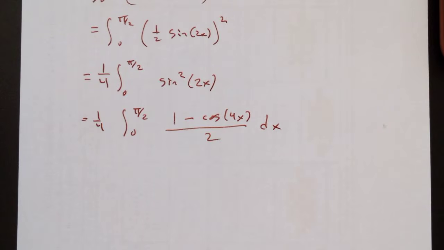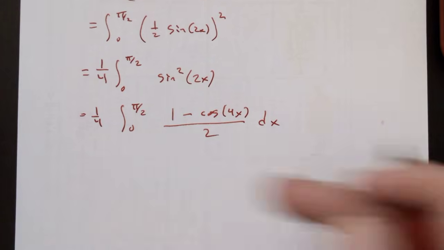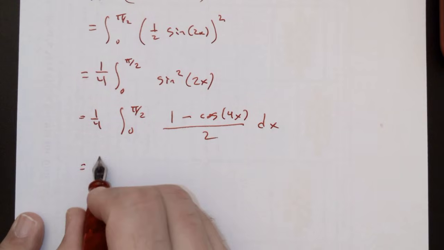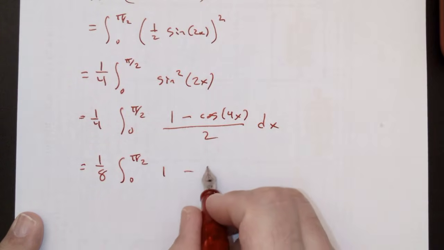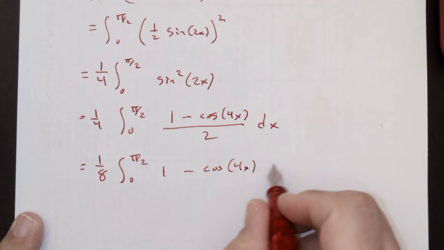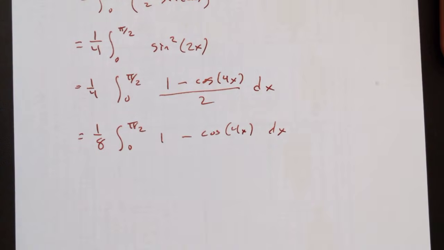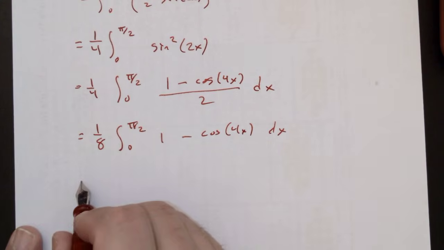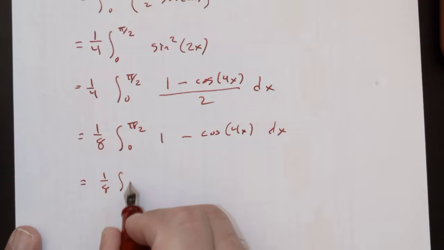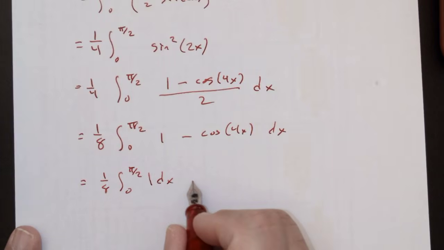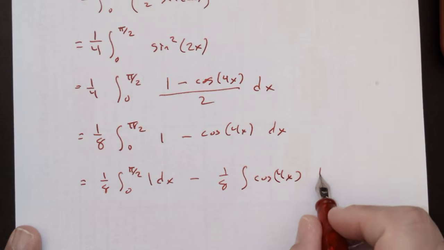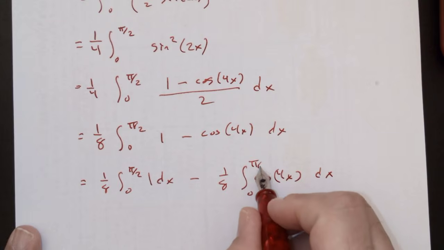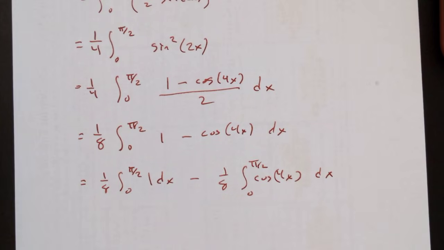And now there's another 2 I have to deal with. So let's throw that out here, and we'll make this 1/8 times the integral of 1 minus cosine 4x dx. This time I will explicitly spread the two integrals apart. So I have the integral of 1 minus the integral of cosine 4x dx. Each of them goes from 0 to pi over 2, and each of them has the 1/8 in front of them.